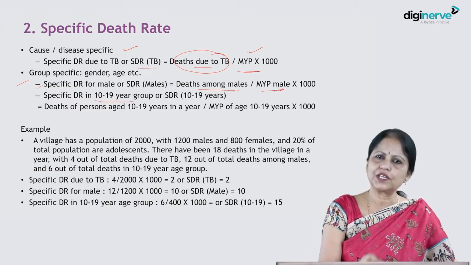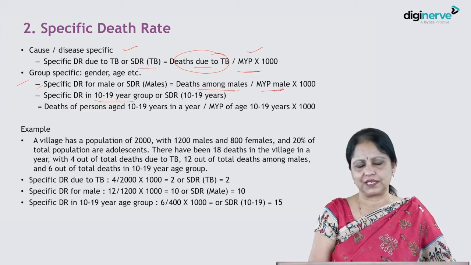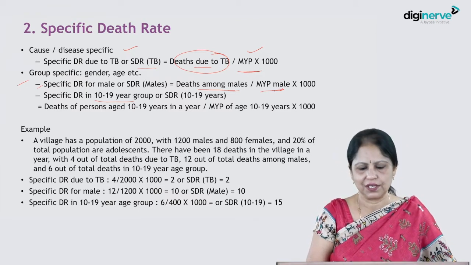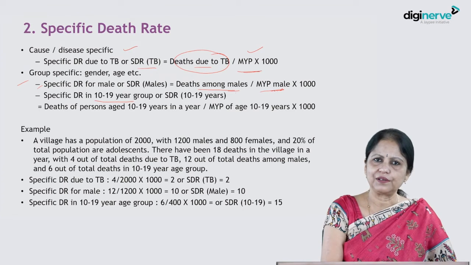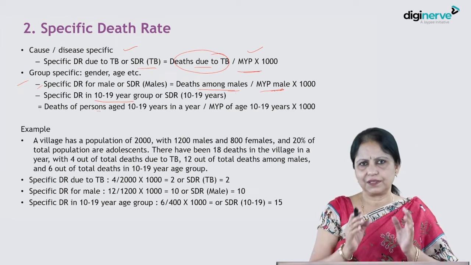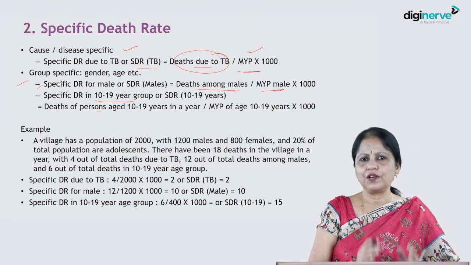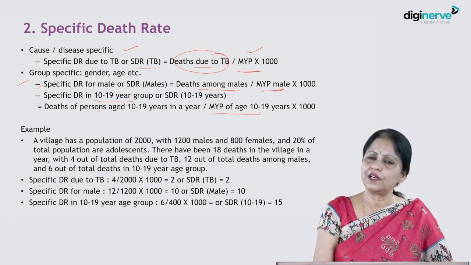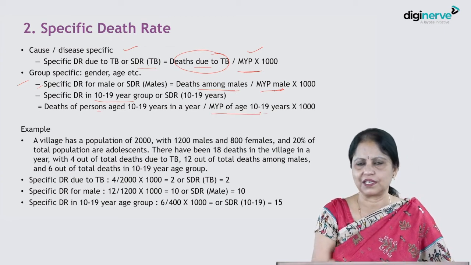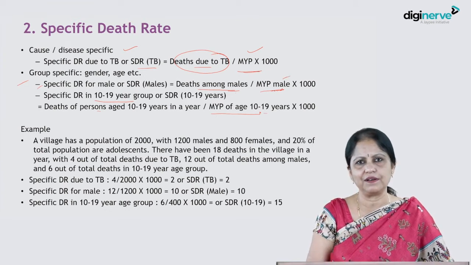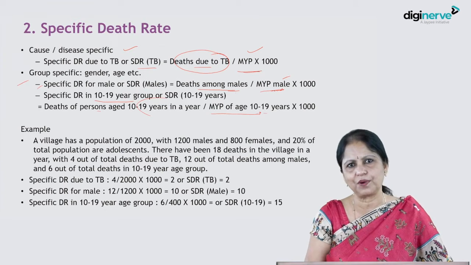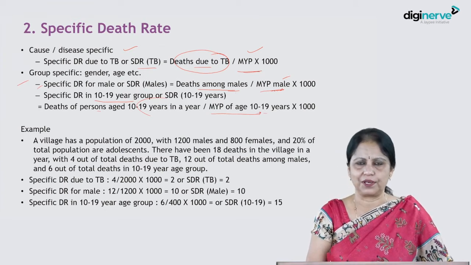Similarly, if we want to take an age specific death rate, suppose the 10 to 19 year age group or adolescents. So that will be calculated as deaths of persons aged 10 to 19 years or deaths in adolescents divided by the total mid-year adolescent population, that is in this age group. Again, as I explained here, because these adolescent deaths will happen only in the adolescent population. So this is the denominator.